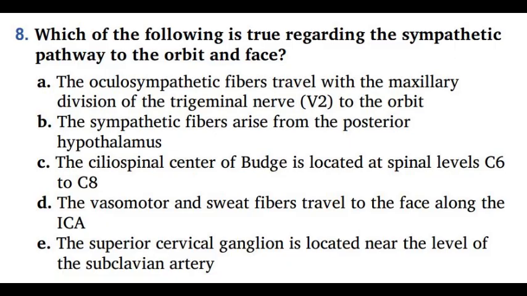D. The vasomotor and sweat fibers travel to the face along the ICA. That is false. The vasomotor and sweat fibers actually travel to the face along the ECA, the external carotid artery. Then E, the superior cervical ganglion is located near the level of the subclavian artery. That's false. It's located at the angle of the mandible.